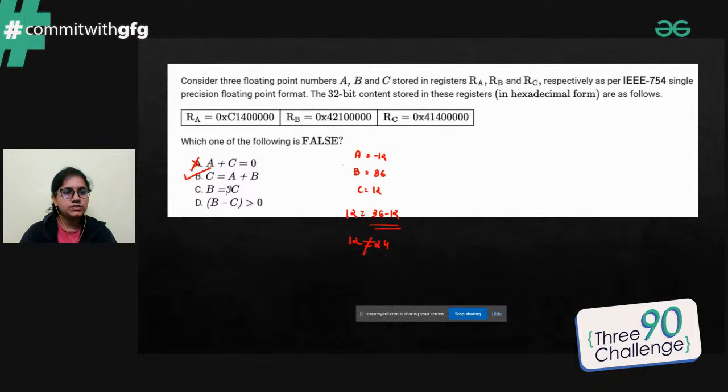Now let's check B is equal to C. Yes, it is also correct, because 12 threes are 36, so this is not our answer. And B minus C is also greater than 0, so that's not our answer either. So Nishu is absolutely correct that A, C and D are true and B is false. Now let's move on to the next question.